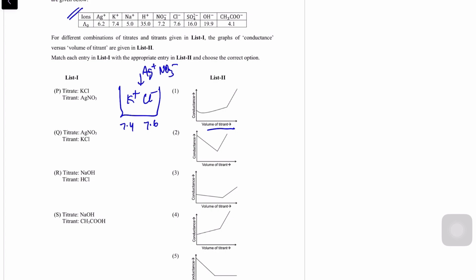AgCl is precipitated. When AgCl is precipitated, you can see now the system contains K+ and NO3-. Alright, AgNO3 plus KCl gives AgCl plus KNO3. So KCl in the system is being replaced by KNO3. Or in short, chloride ion is being replaced by nitrate ion. Now in the table you check the conductivity of nitrate ion, that is 7.2. There is not much difference, right? The conductivity of chloride is 7.6, that of nitrate is 7.2. So there will be a slight decrease in the conductivity.